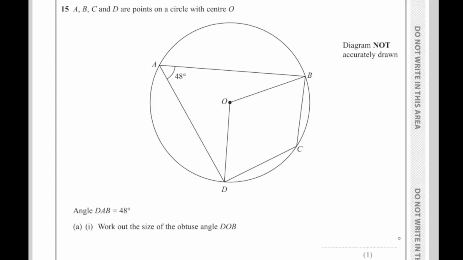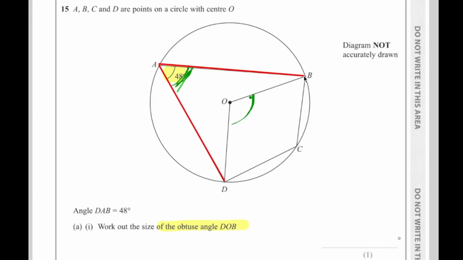Question 15. Circle theorems. A, B, C and D are points on a circle with center O. Angle DAB equals 48 degrees. Work out the size of the obtuse angle DOB. Give a reason for your answer. Circle theorems. How do we do? As soon as you see this one, and this one, there is a relationship between these two. This one and this one.